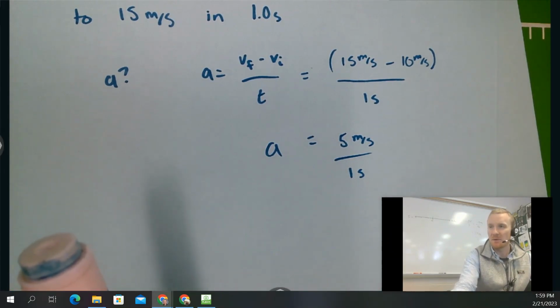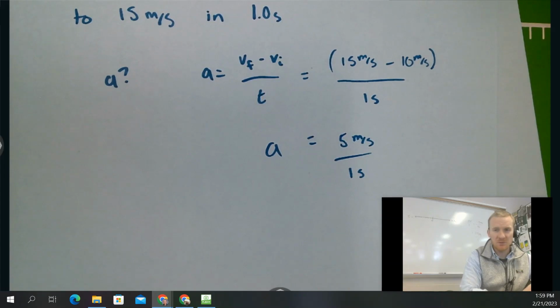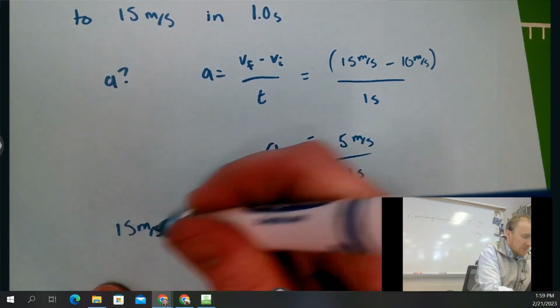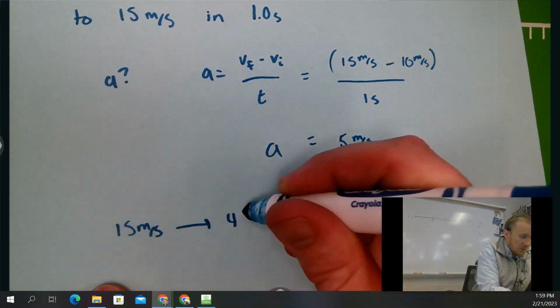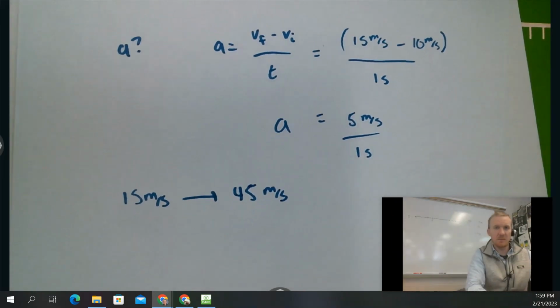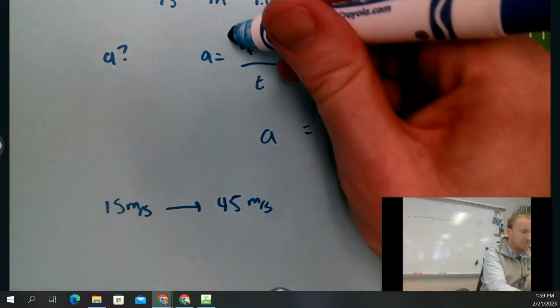Okay? And then we're going to take that value to figure out how long it's going to take for the car to go from 15 meters per second to 45 meters per second. Okay, so 15 meters per second to 45 meters per second. We can do this in a couple of ways. Let's first actually just math it out.